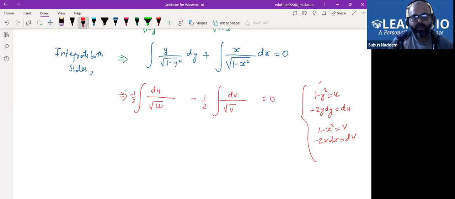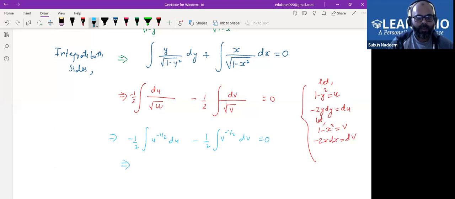This is equal to 0. Now if you take it as minus half u to the power minus 1 by 2 du, and minus half v to the power minus 1 by 2 dv equal to 0, you will get the integration as u to the power 1 by 2 into 2, because of the half it will be into 2, minus half v to the power 1 by 2 into 2 is equal to 0. And these two will get cancelled. Now you can substitute u and v and get the final answer.